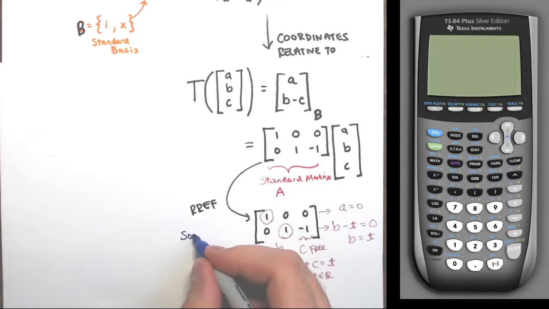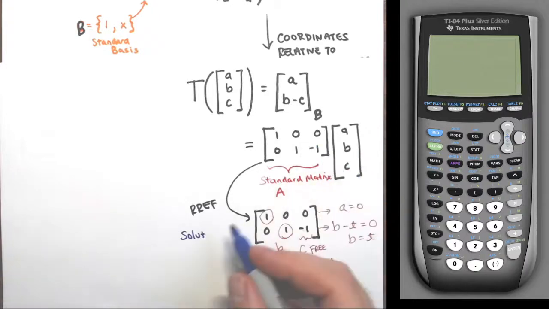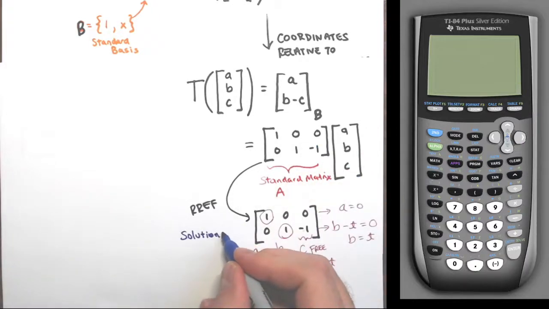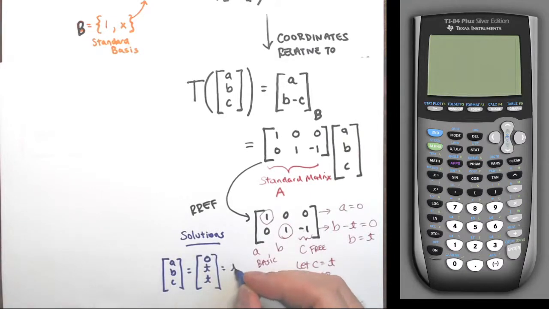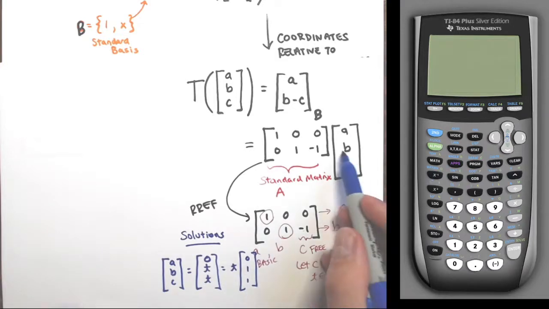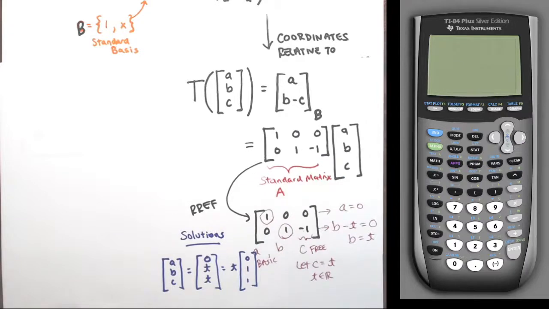And then the solutions to this, when is this going to be equal to the 0 vector, are, my A, B, C is going to be equal to, has to be equal to 0, T and T, and I can pull the T out, so T times the vector 0, 1, 1, which is exactly what we got earlier, right? Some scalar multiple of 0, 1, 1 will map to the 0 vector, right? We'll make this product here equal to the 0 vector.